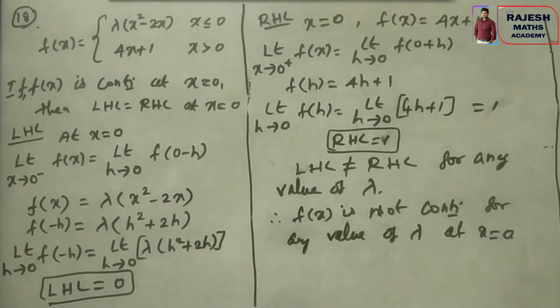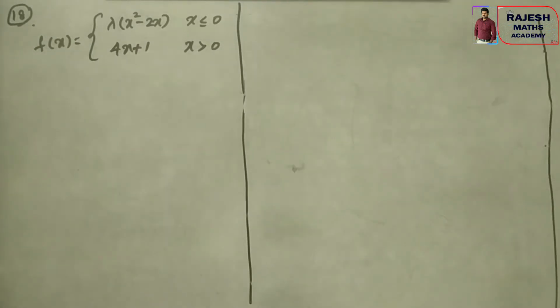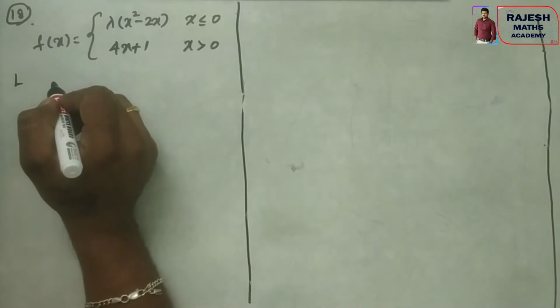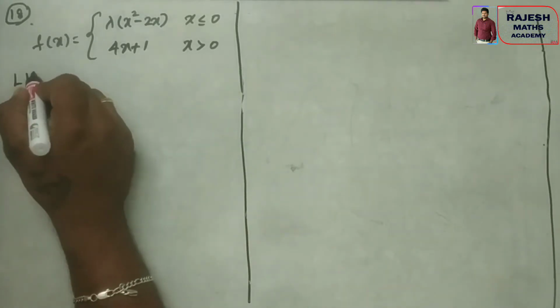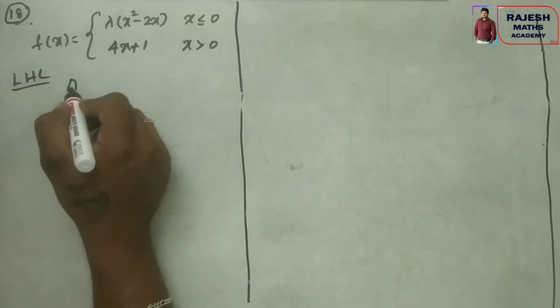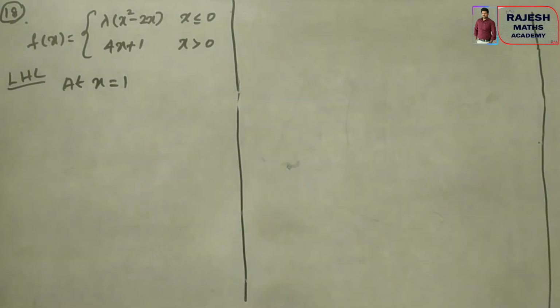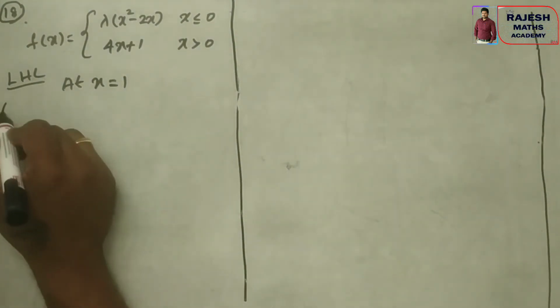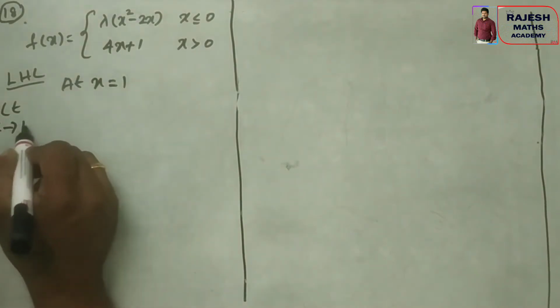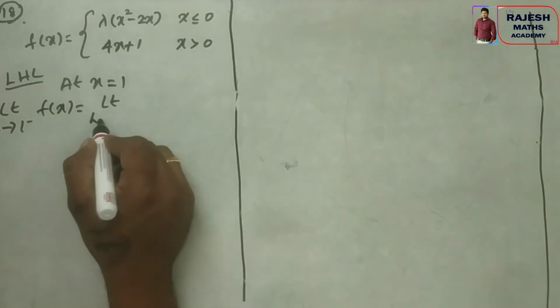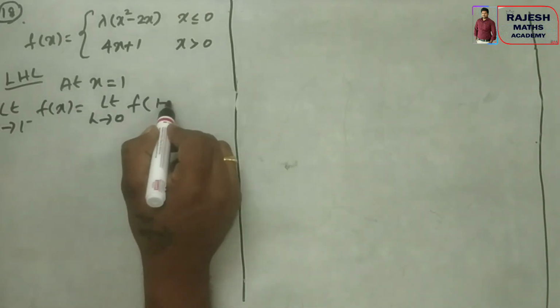So second case, what is given? What about the continuity at x equal to 1? So we are going to check the continuity at x equal to 1. I need to find the left hand limit and right hand limit at x equal to 1. So here left hand limit is equal to what? Left hand limit, LHL, at the point x equal to 1. Now the definition of left hand limit I am going to write here. Limit x tends to 1 minus f of x is equal to limit h tends to 0 f of 1 minus h.